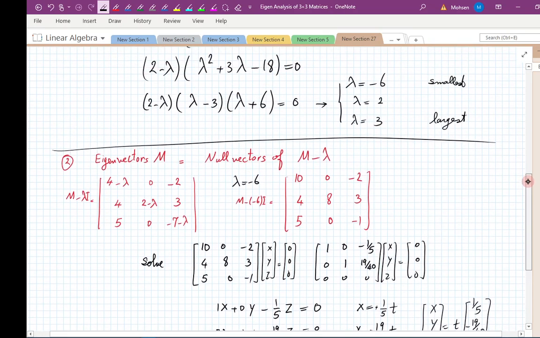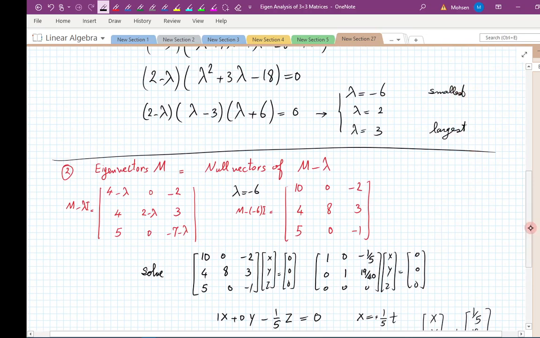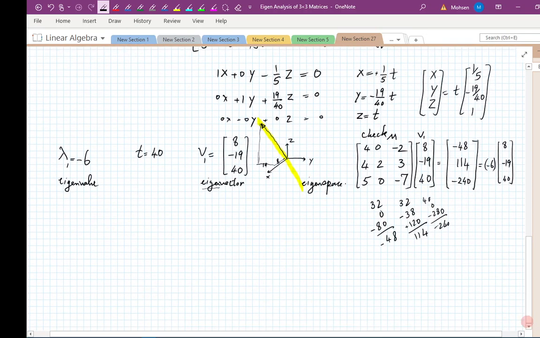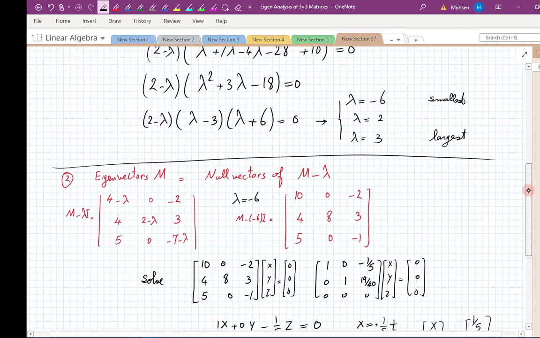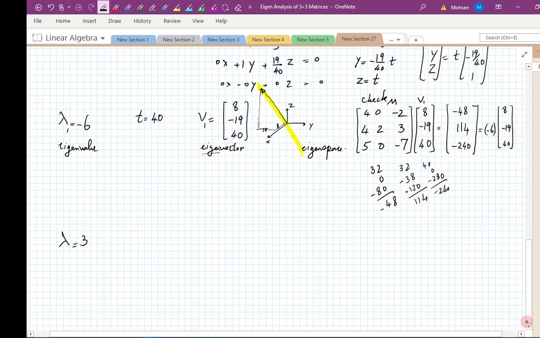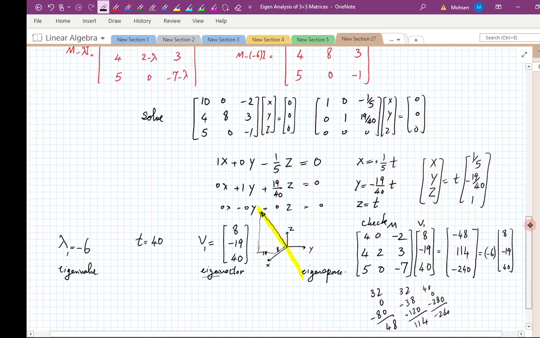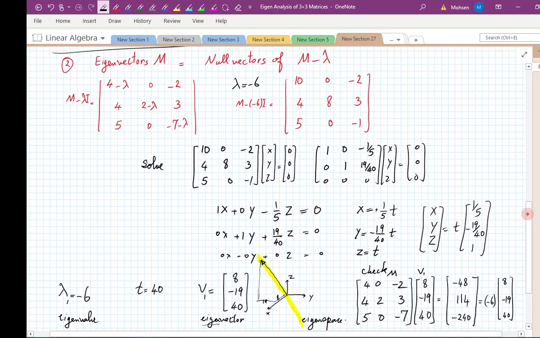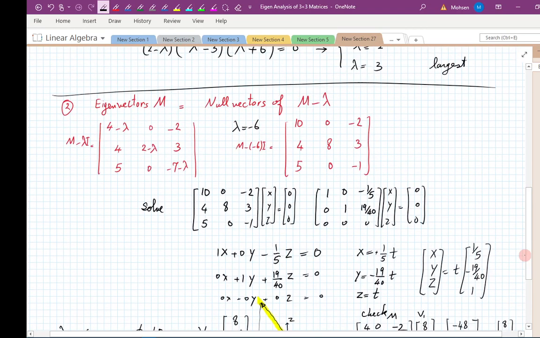We found the answer corresponding to the smallest. Maybe I go and do the largest as well. It's going to be just like that. So lambda is equal to, largest was 3. So let me see. Well, I need my m minus lambda. I'm going to be putting my next lambda here, so let me go ahead and rewrite it.